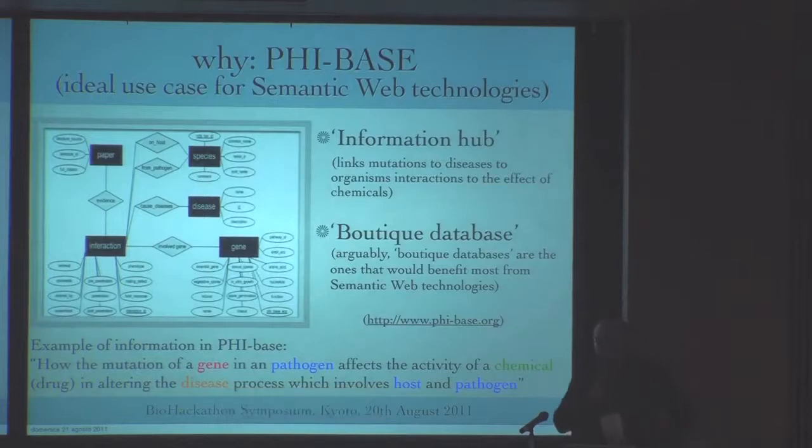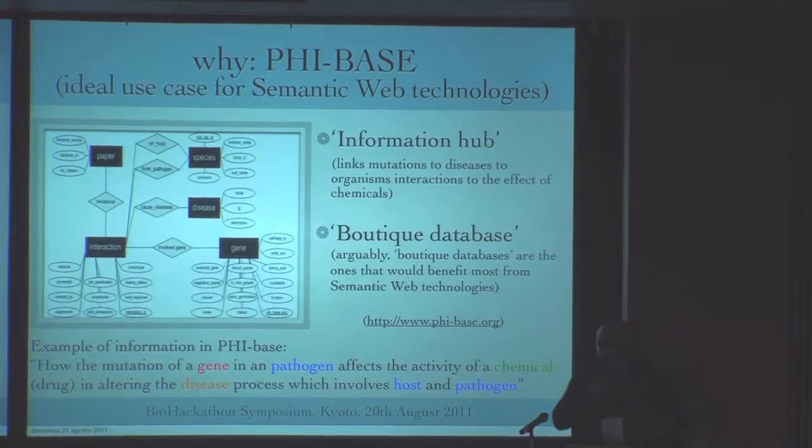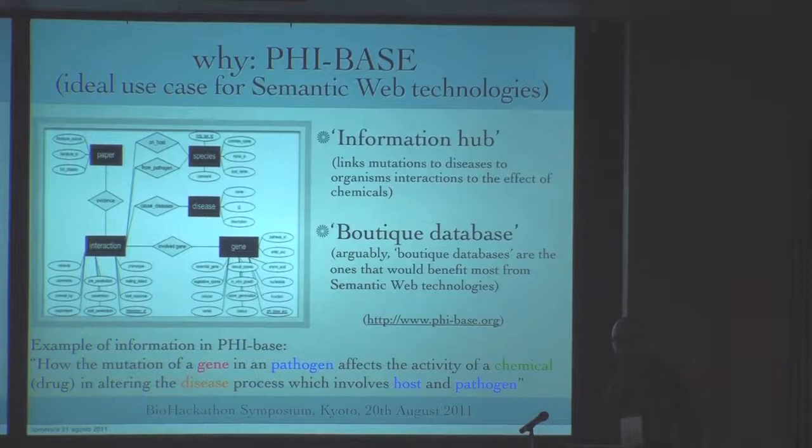Okay, so why Firebase? This is a small database that I built when I was working in Boston research, and I thought it was an ideal use case to test semantic web technologies, because first of all, it's an information hub. It's a database of mutation to disease and organism, and also contains information on the effect of chemicals, how these chemicals affect this, altered due to gene mutation, pathogens, and so on. So it connects a lot of different kinds of information. And at the same time, it's a boutique database. So actually, I think that boutique databases are probably the ones that would benefit most from the semantic web, because it's an easy platform to integrate information.